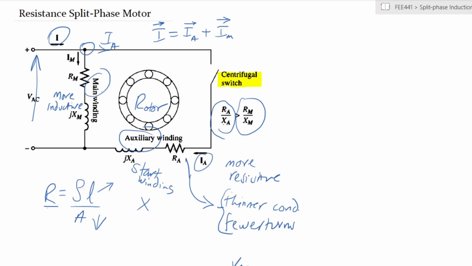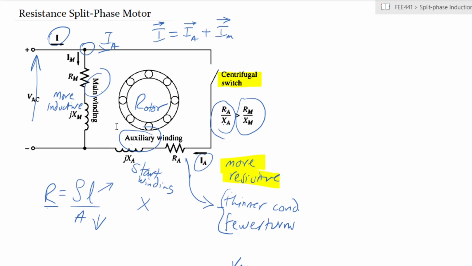The reason for that is the auxiliary winding, as we have said, is more resistive, and that is what gives us the phase difference when we are starting. However, this is a disadvantage when we are running the motor, in that when you have a more resistive winding, you have less of the power being transferred into mechanical energy, and instead it is wasted as heat losses.